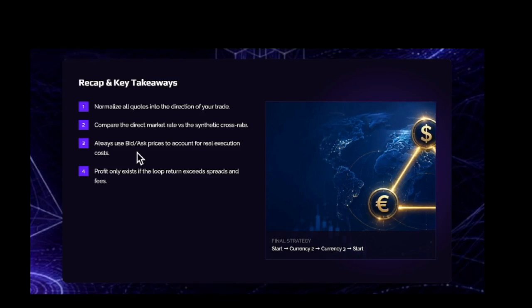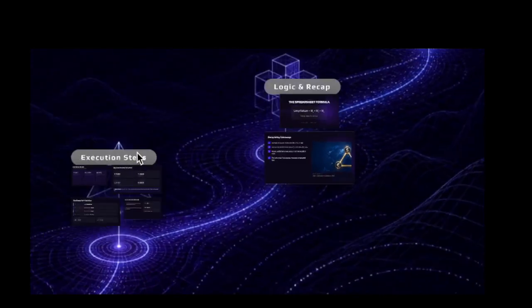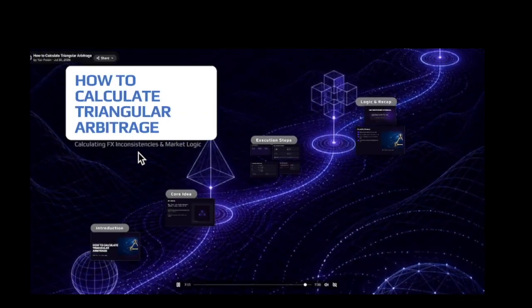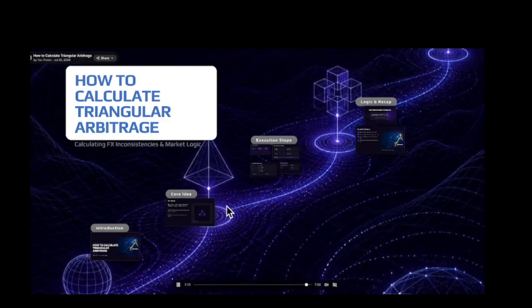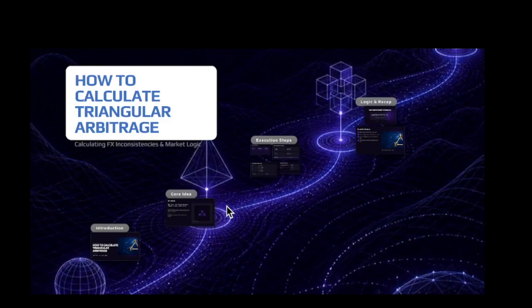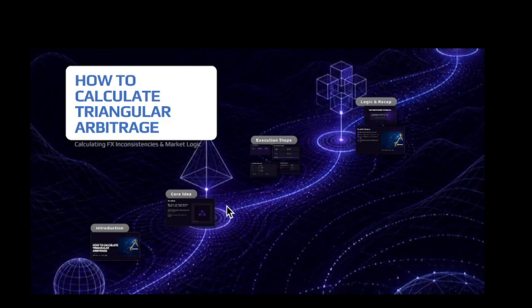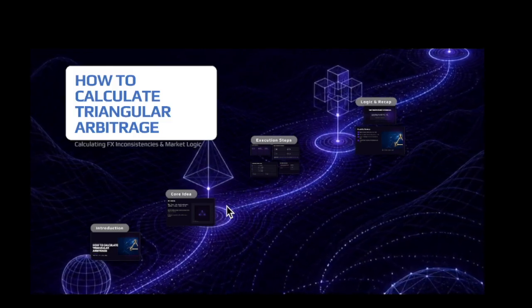Then convert the starting currency into the second currency, the second currency into the third currency, and the third currency back into the starting currency. Multiply all 3 conversion factors together. If the final loop return is greater than 1 after bid and ask spreads, fees, and other execution costs, a triangular arbitrage opportunity exists. In real foreign exchange markets, these opportunities are usually extremely small and disappear quickly because automated trading systems continuously search for and correct exchange rate inconsistencies.